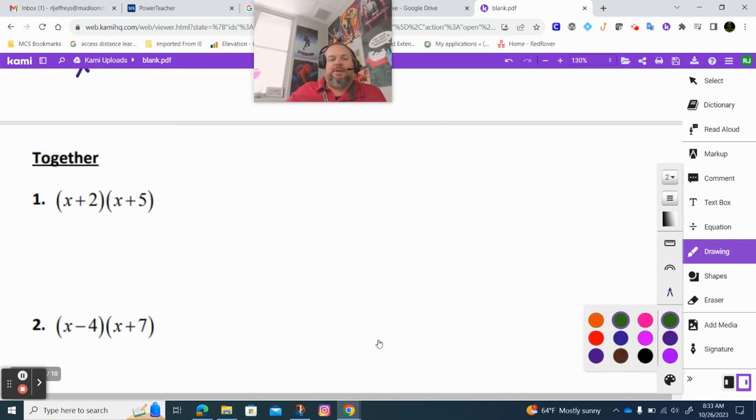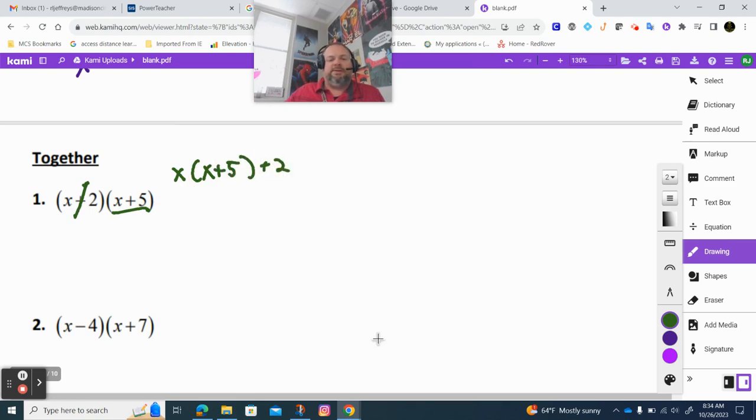All right. So, number one, which way do you want to do it? You want to do double distributive or a table? All right. So, let's cut this. So, we're going to have x times all this, and then plus 2 times all this.